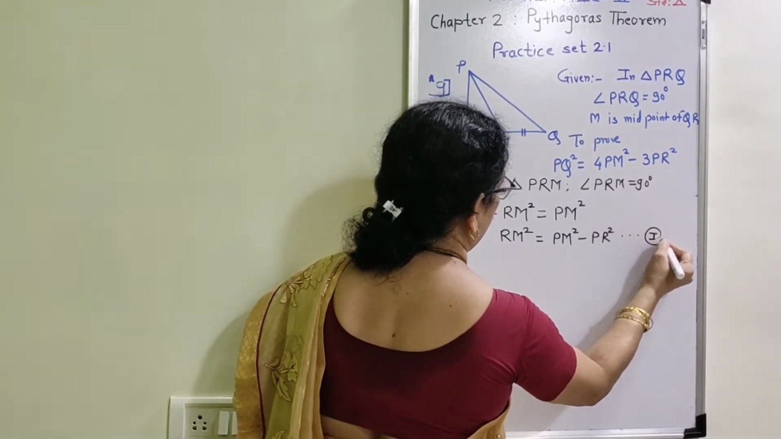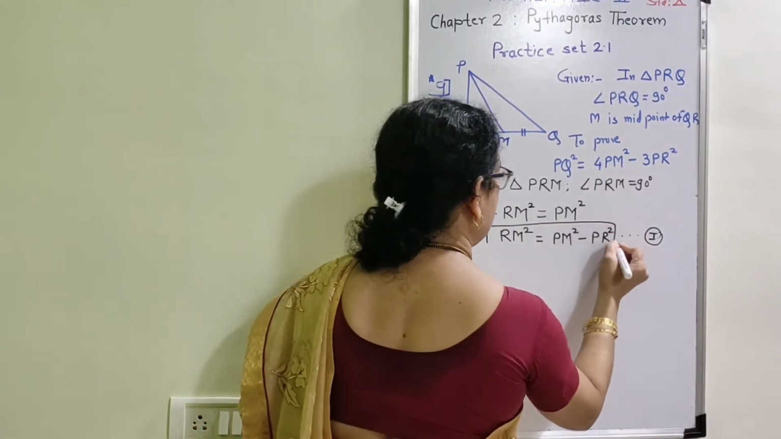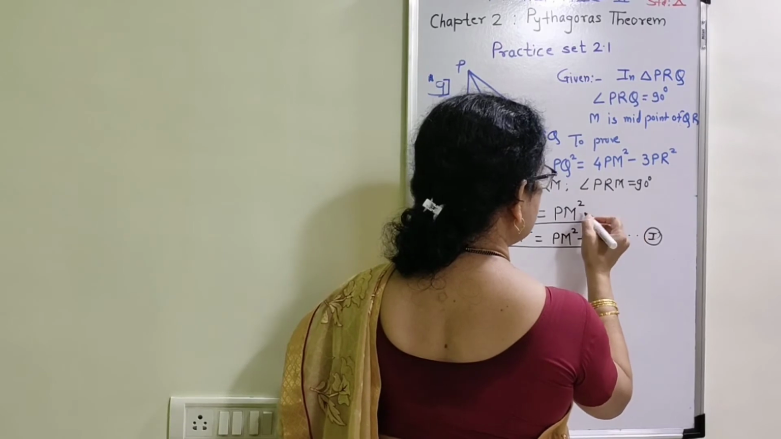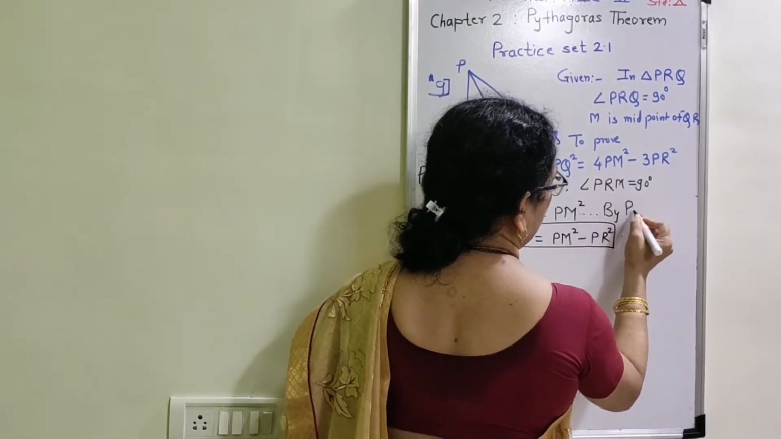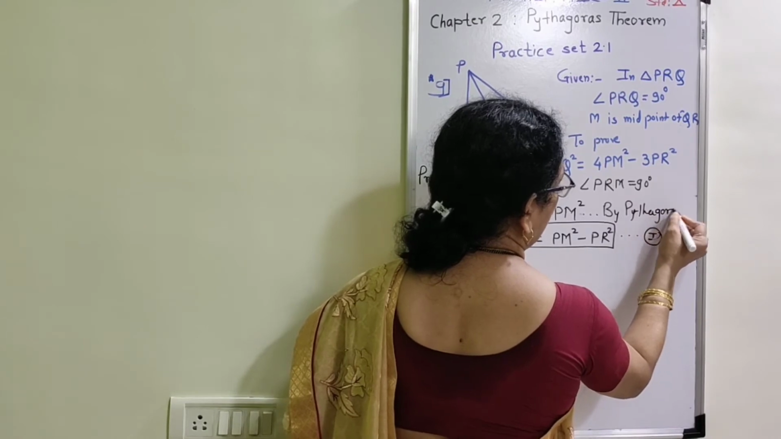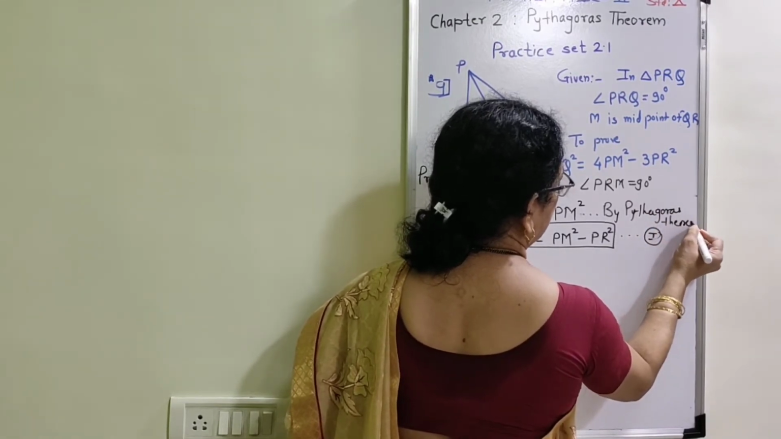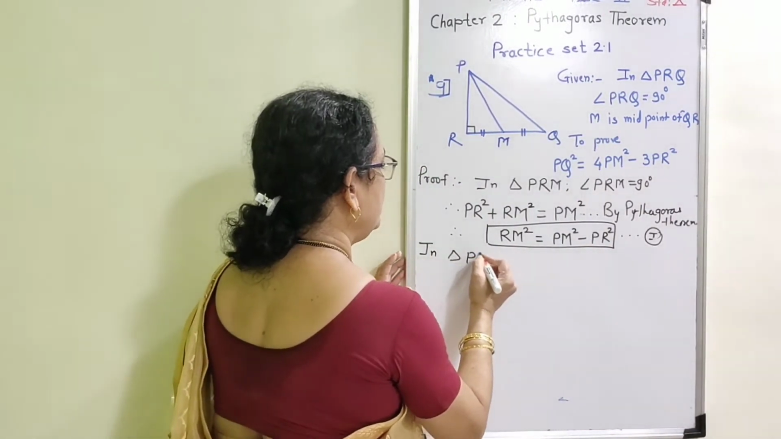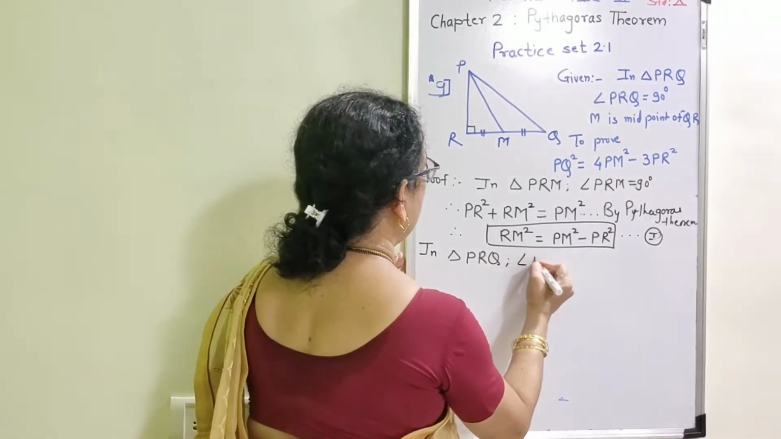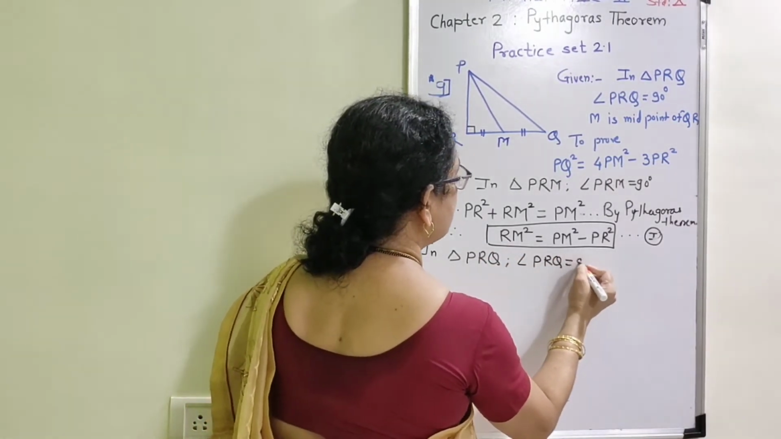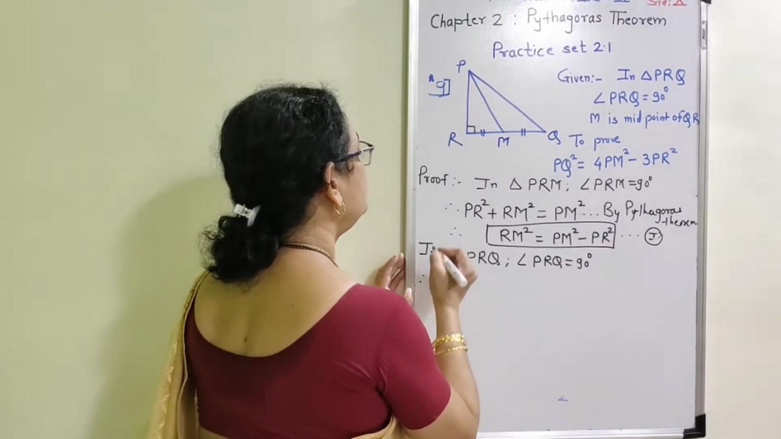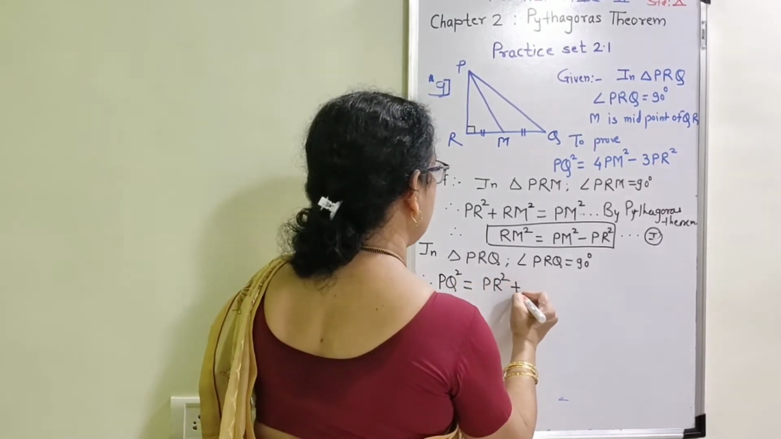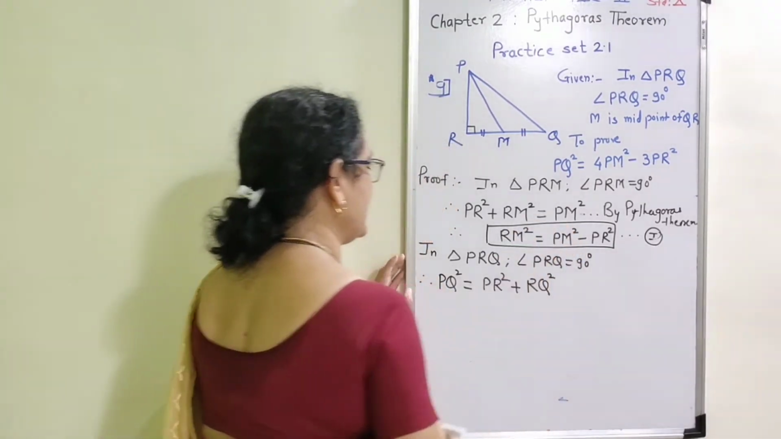This is my statement number 1. And the reason for this statement is, by Pythagoras theorem. Now take the bigger triangle. In triangle PRQ, angle PRQ is 90 degree, and therefore PQ square is equal to PR square plus RQ square or QR square.